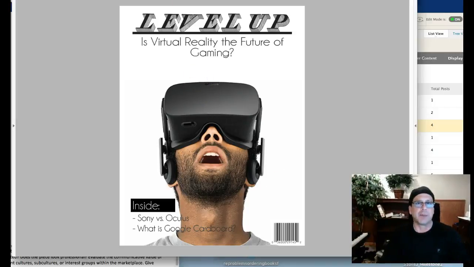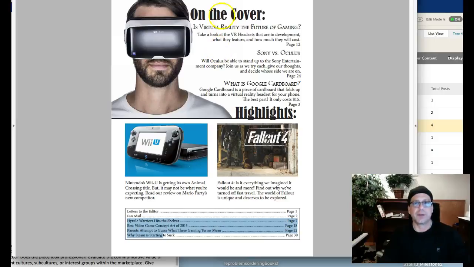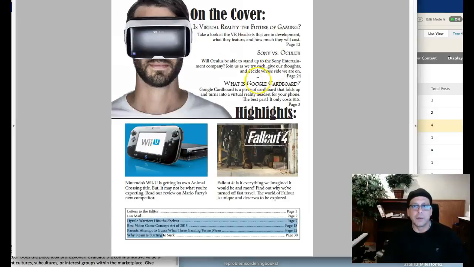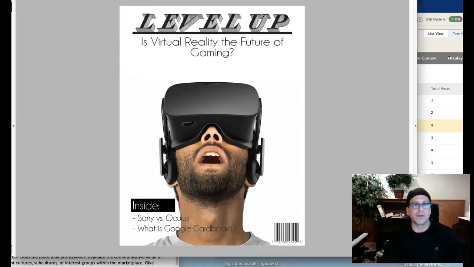We have contents page here, all right? So we have contents page. On the cover is reality, the future of gaming. Okay, Sony versus Oculus. We still really don't know what is the feature cover story, other than this is on the cover, but you have all this stuff under on the cover too. I don't see, is this all on the cover? What is Google Cardboard, Sony versus, yes, I guess it is.